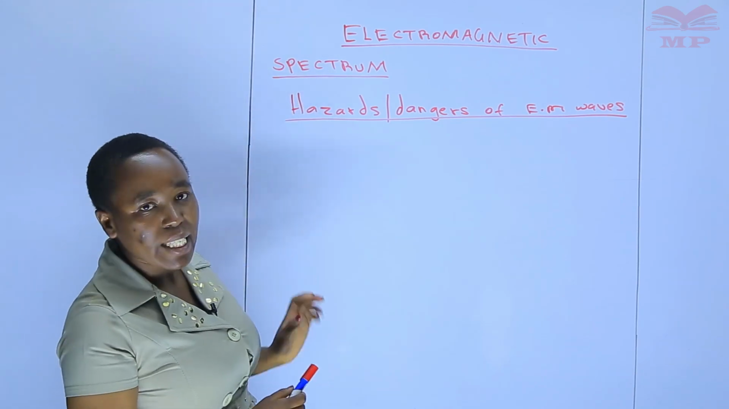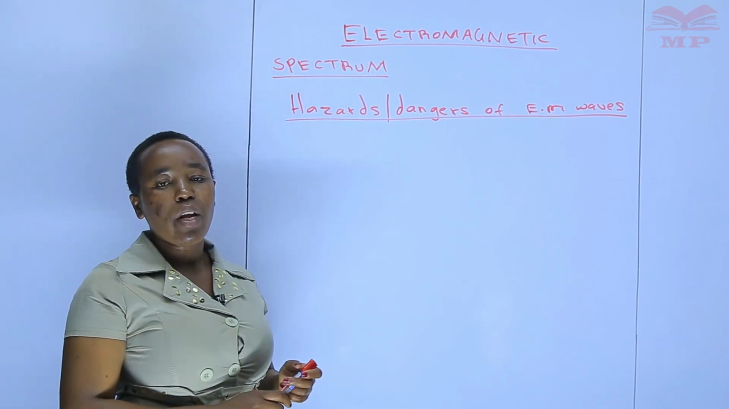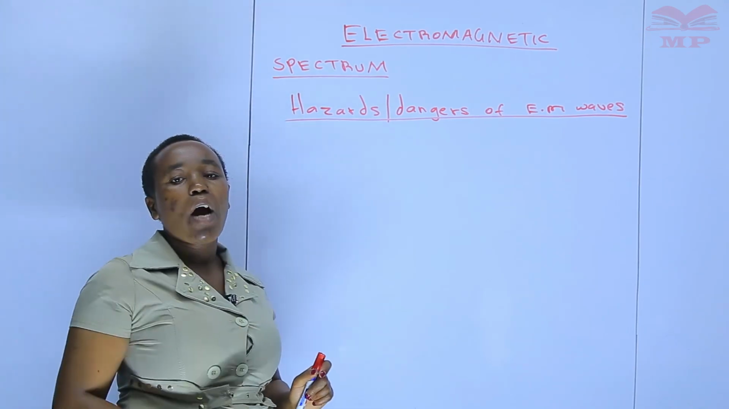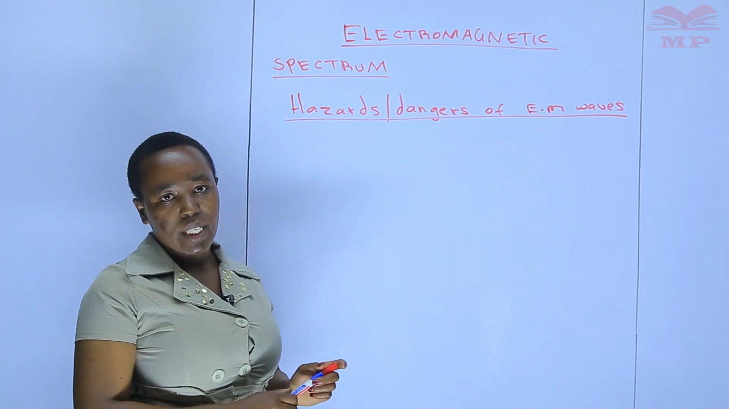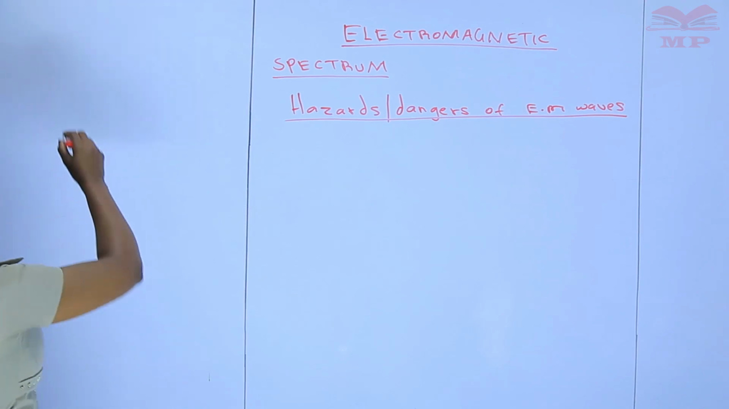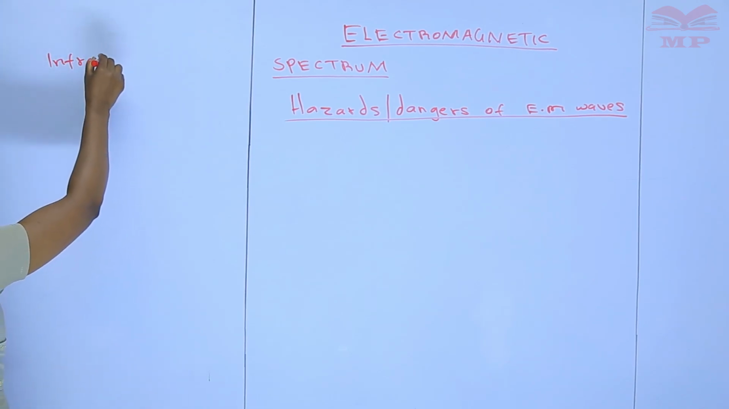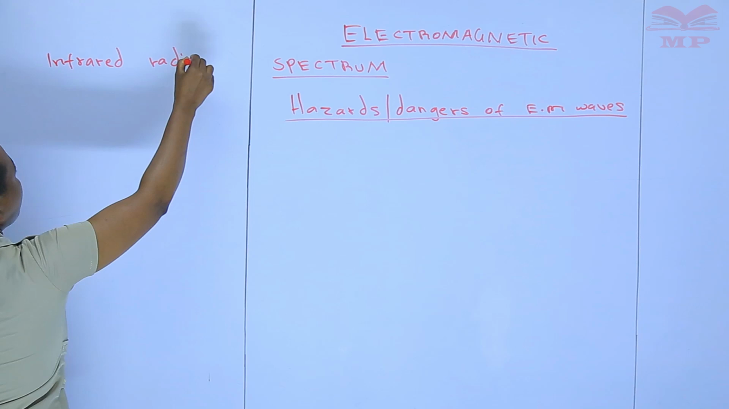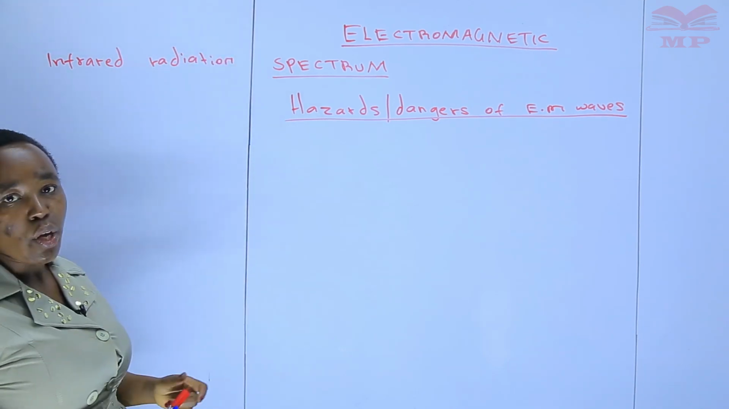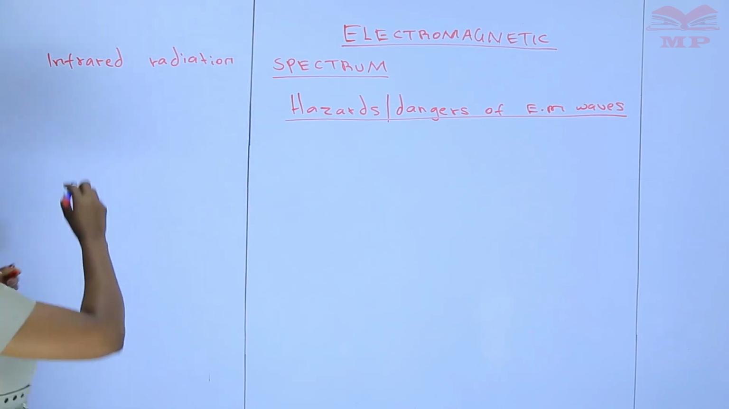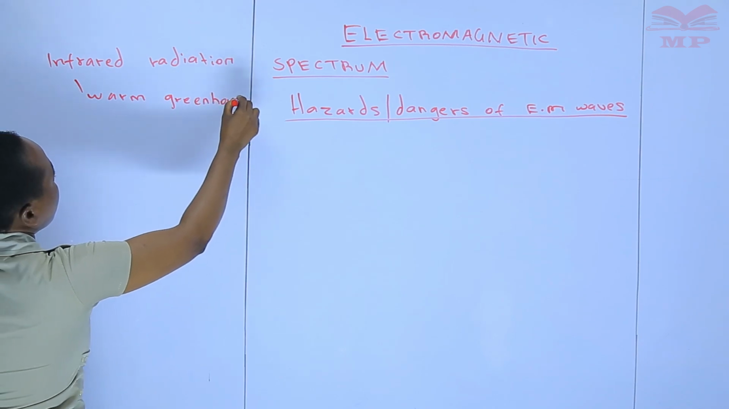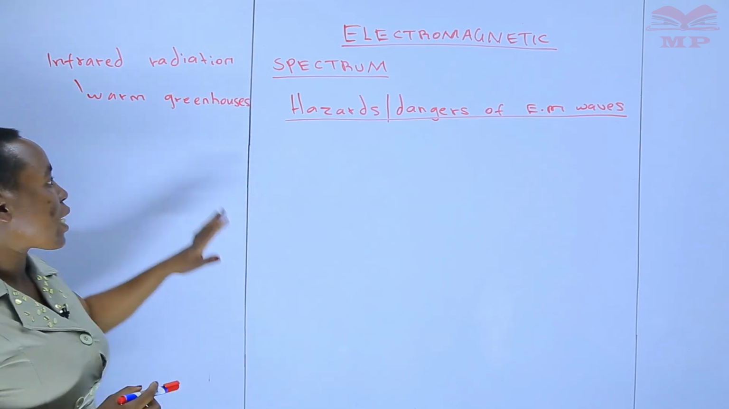But before we look at these hazards, during the previous lesson, we were looking at how the electromagnetic waves are produced, how they are detected, and how they are used. And I remember we mentioned one of the electromagnetic waves, that is the infrared radiation. And one of the uses of the infrared radiation, we think, is that it can be used to warm the greenhouses. It can be used in warming the greenhouse.